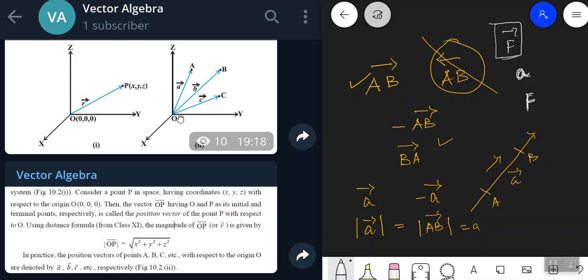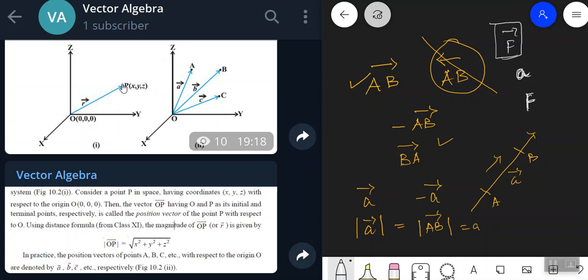Now, we know by using the distance formula, what is OP? Let us consider any point P, represented as x, y, z. Probably along the x-axis it may have gone this way, so we can put -2, along the y-axis around 4, and along the z-axis around 3. Likewise, we can fix the point here in terms of x, y, z. Now this is the OP vector.